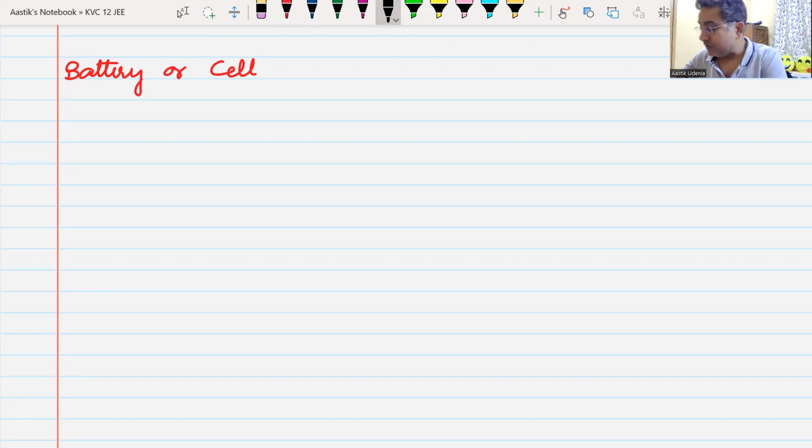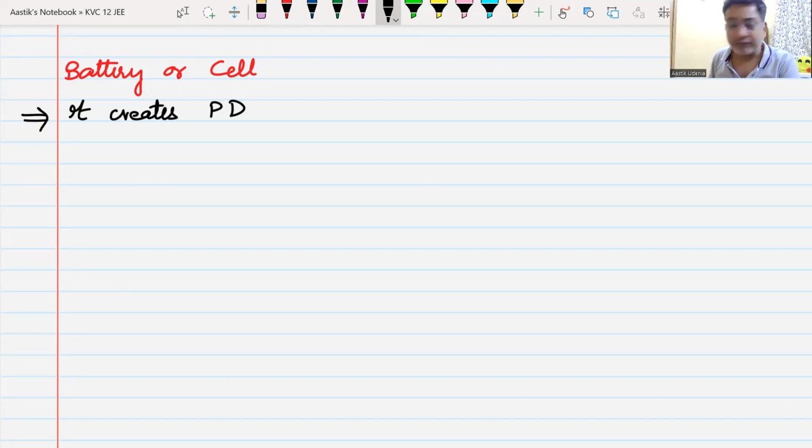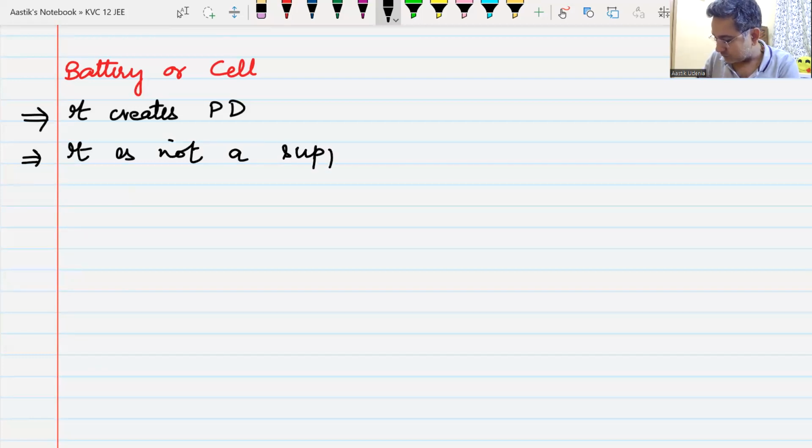Now, what do you know about a battery or a cell? The first thing is the function of a battery or a cell. What is the function of a battery or a cell? It creates PD, potential difference. It is not a supplier of charge.